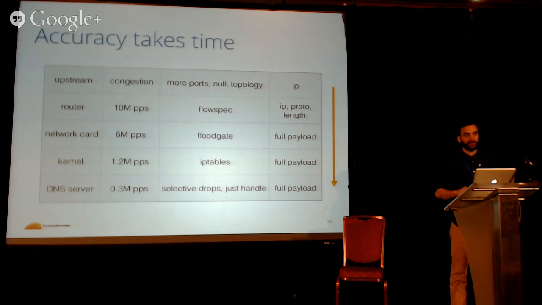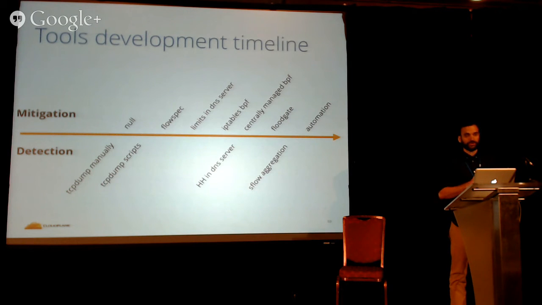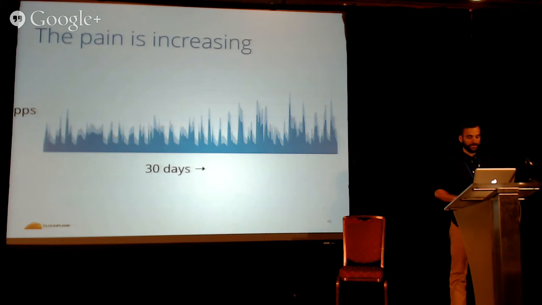The accuracy, from an operational point of view, takes time. If you just null route an IP address, all you need to know is the IP address, which is not too much data. On the other hand, the deeper you go, the more specific you want to be, the more data you need to gather in order to mitigate correctly, and that takes time. So in Cloudflare history, we evolved from just null routing to being more specific, and right now we are just starting to roll out automation and centrally managed things. The pain is definitely increasing, so we definitely need to make big progress on that because it's becoming unbearable.